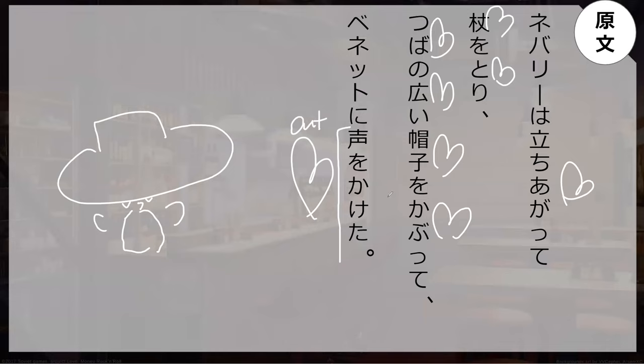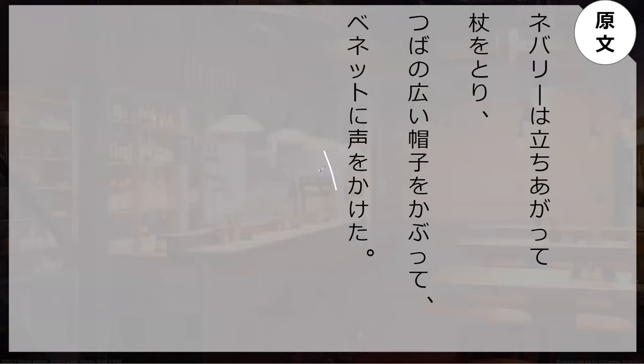Basically, I've translated koe o kakeru as a call out. It basically means you use your voice to start something with somebody. So koe o kakeru means a call out too. In English we need the "out" with that. But it's not just calling, it's kind of a little bit more.